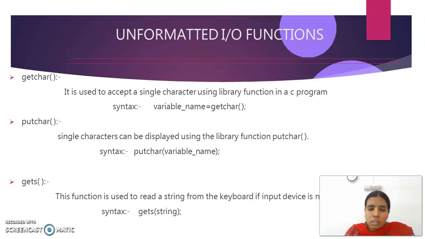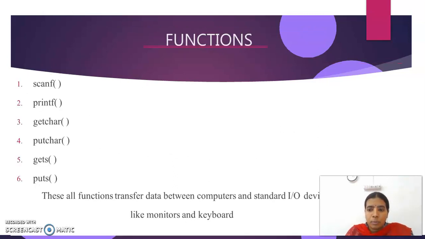Now, what are the different types of input-output functions available in C? There are two types, formatted and unformatted. Formatted functions support reading and writing of different types of data, and they use format specifiers. On the other hand, some functions are specific to the type of data being read or written, and are called unformatted input-output functions, which do not use any kind of format specifiers.